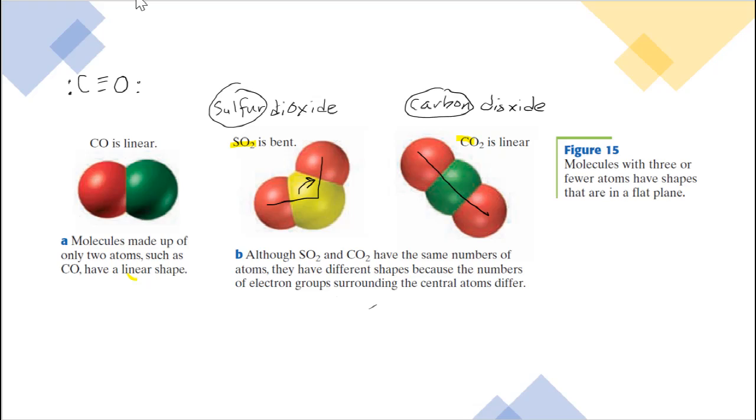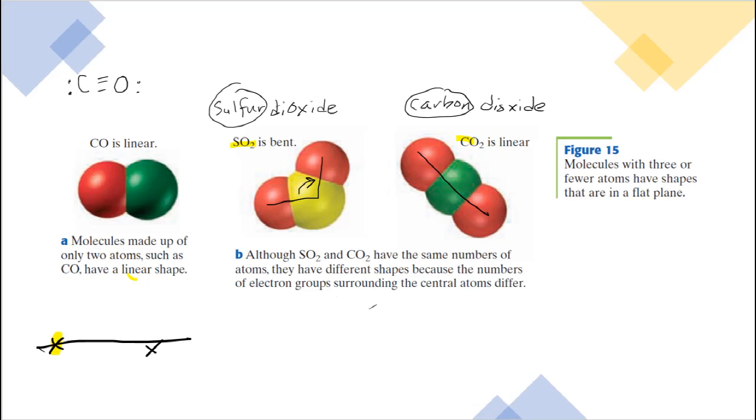So here's the idea. If you only have two atoms connected covalently in a molecule, you have to have a linear bond. It has to be straight, right? Two dots. What's the definition of a line? Two points make a line, and it's linear.